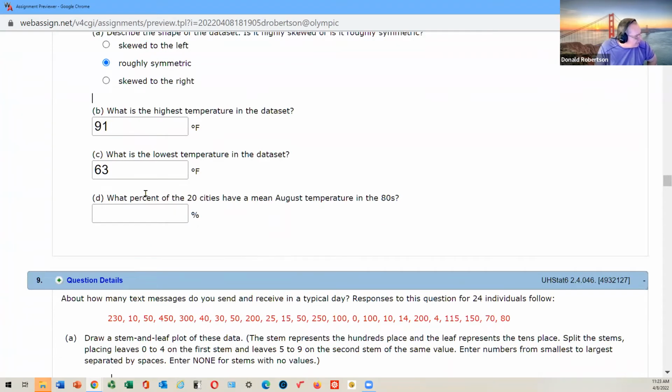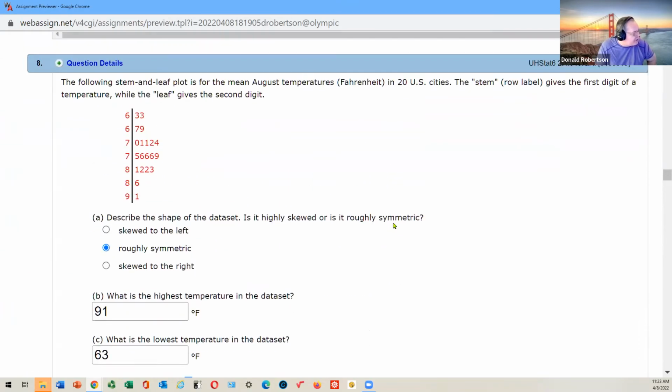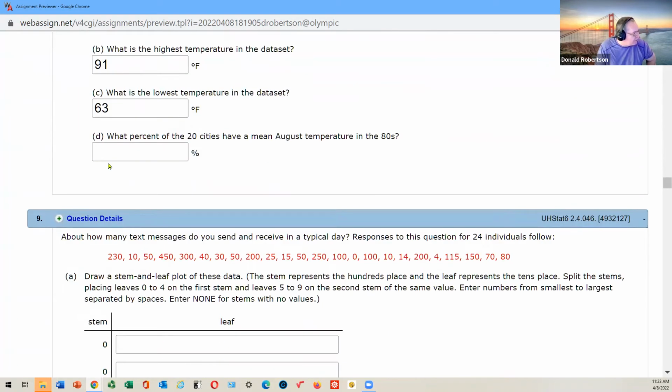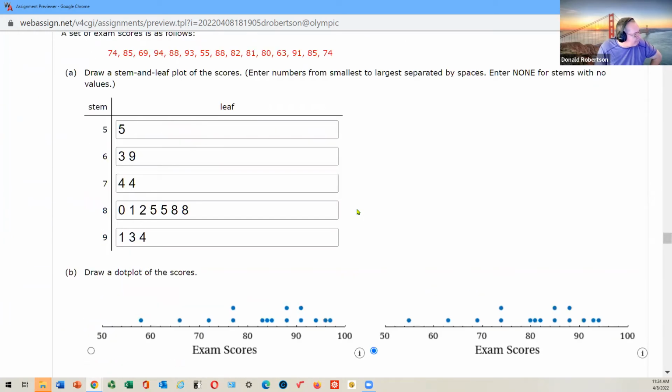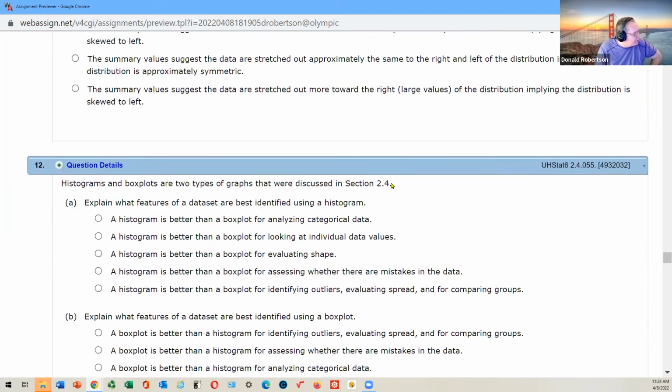And then it asks you, what percentage of these 20 cities have a mean August temperature that is in the 80s? Well, if you look at all the ones in the 80s, it's those 4 plus that one. That's 5 of them out of 20, and then turn it into percent. Does that make sense how you would do that? I think that's 25%, but you can check it. We've done that one, so we can forget about it. And we've done that one for sure.